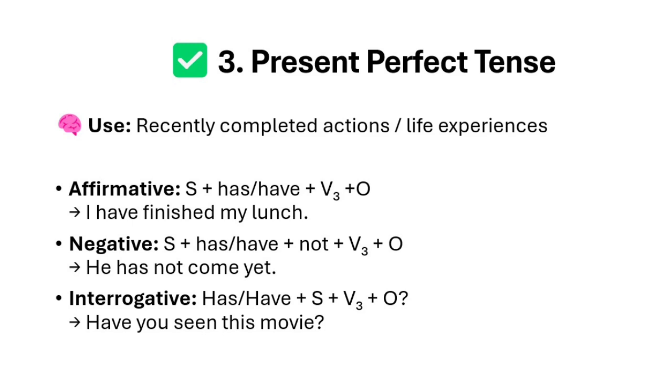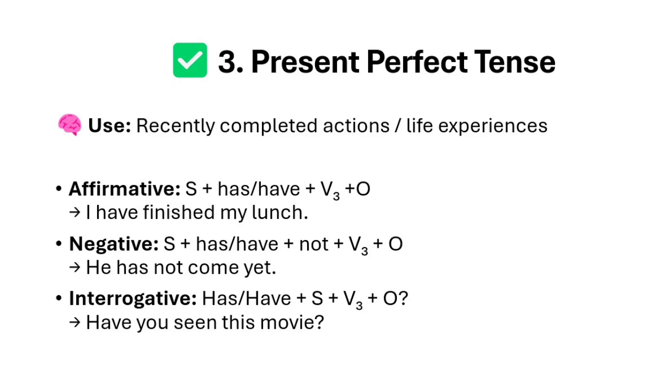Now see the negative sentence. Subject plus has or have plus not plus the third form of verb plus object. See the example. He has not come yet. Now see the interrogative sentence structure. Has or have plus subject plus the third form of verb plus object. Example, have you seen this movie?